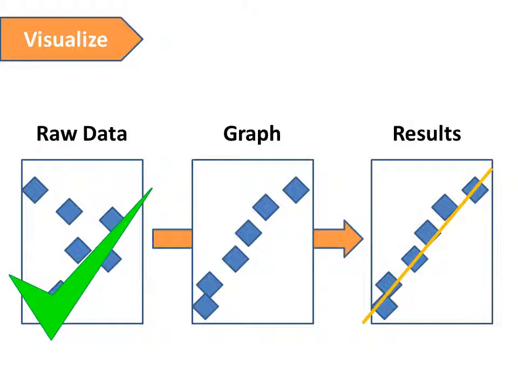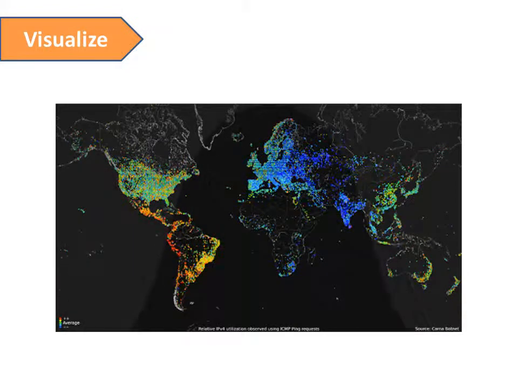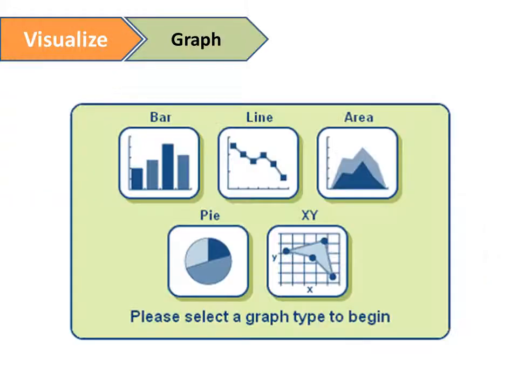Now that you have well-organized, clean data, it's time to see what your data can tell you about your initial hypothesis. And to do this, you'll probably want to visualize it. There are many different ways to visualize data, depending on what kind of data you have and what you want to do with it. You might want to map it, create a gallery of images, but most of the time, you'll probably want to graph it. The first decision you need to make is what type of graph to use.